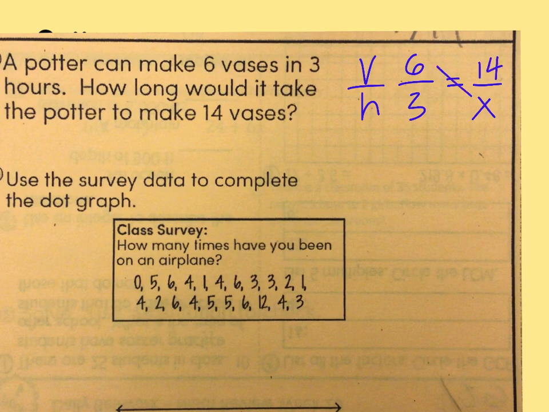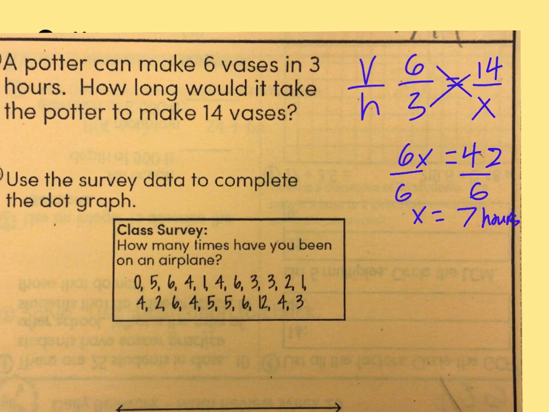From here we go 6 times x, 6x. 3 times 14 is 42. And then we're going to divide by 6 on both sides, and I get x equals 7. It's going to take 7 hours to make 14 vases.